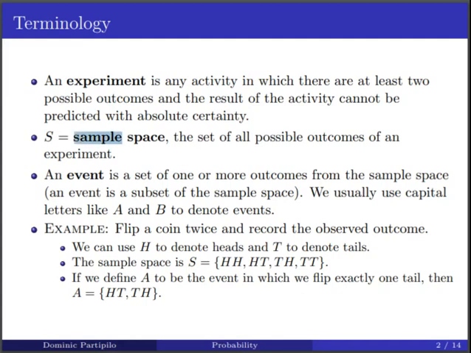And then we have what's known as the sample space, and we're going to denote this by a capital S. And the sample space is the set of all possible outcomes of an experiment. So for the coin flipping example, the set of heads and tails would be the sample space.